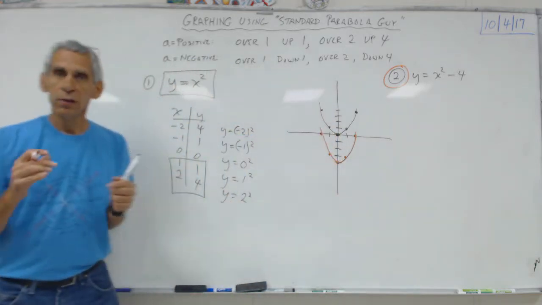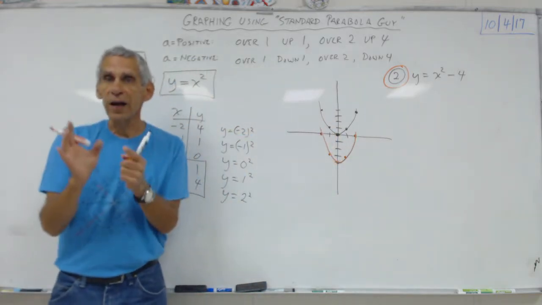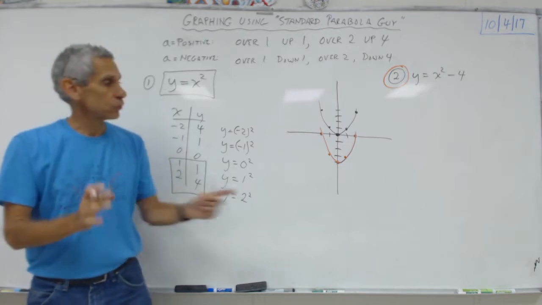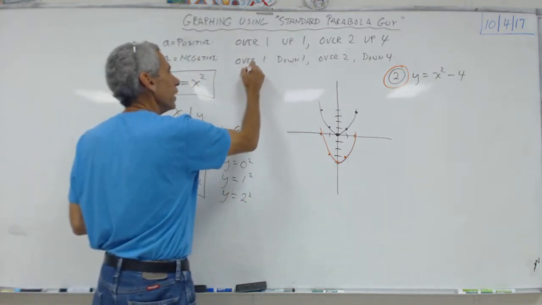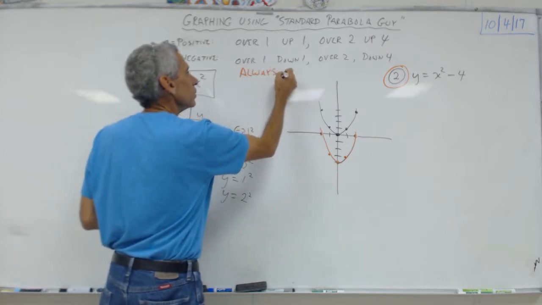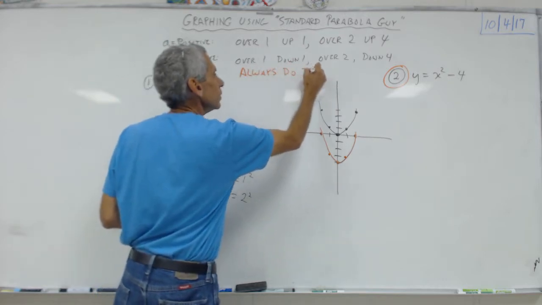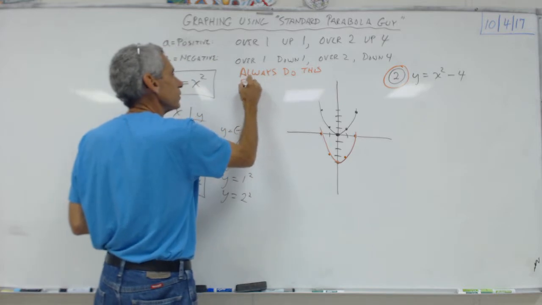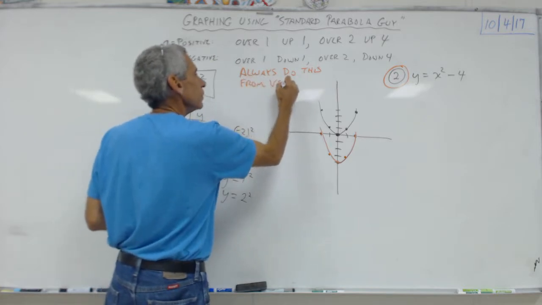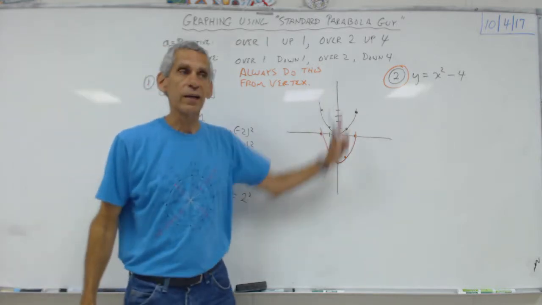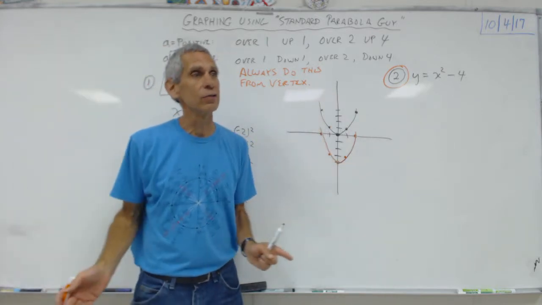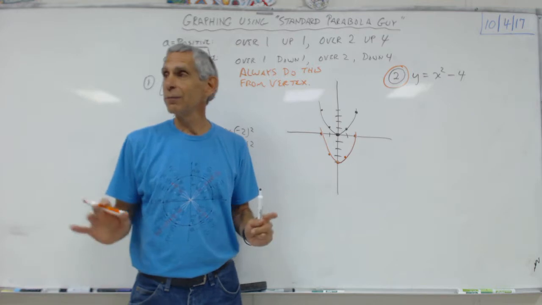Yes. A little. So as long as you can find the vertex, that's where you do your over 1, up 1. You always do this from the vertex. And when there is no b, we know the vertex is on the y-axis, and that's all I'm giving you tonight for homework. So it's going to be a piece of cake.